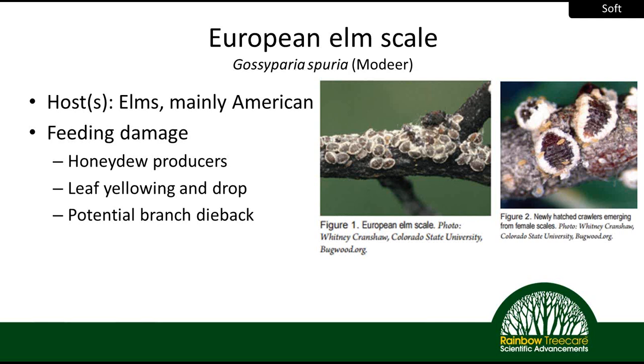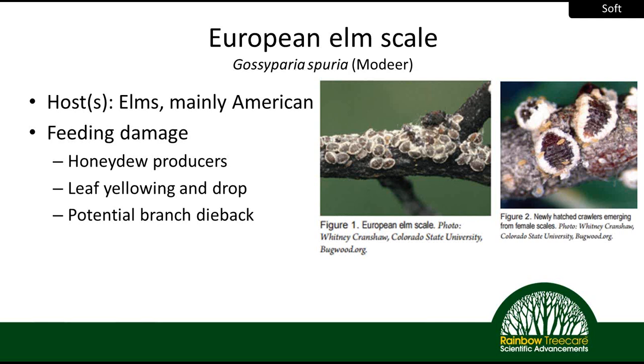When we were out doing a European elm scale trial last summer, they actually made the entire bark of these large elm trees covered in black sooty mold. They do produce leaf yellowing and leaf drop in an almost flagging symptom that's similar to Dutch elm disease, but definitely a little bit different. And they do cause potential branch dieback in great numbers.